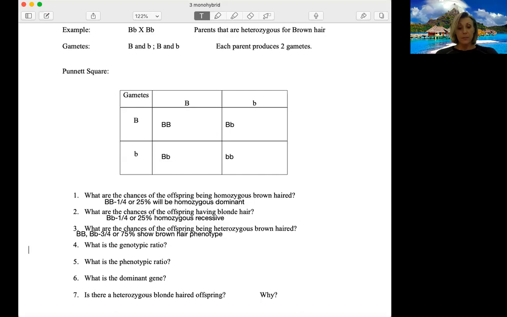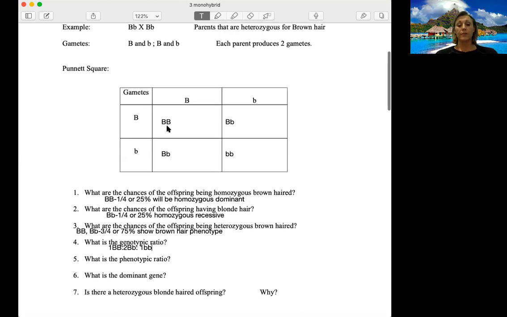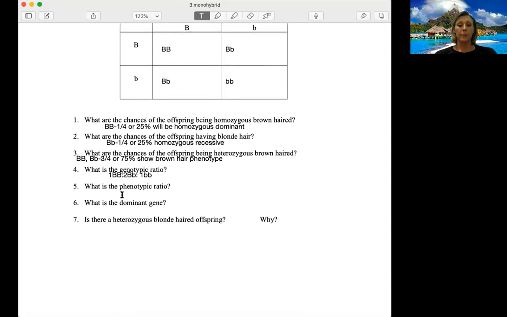What is the genotypic ratio? When you are writing the genotypic ratio, I don't want you to just put 1 to 2 to 1. I want you to put 1 big B, big B to 2 big B, little b to 1 little b. That's how I want you to write out your genotypic ratio, because these are the alleles that would show, and you have to tell me what's 1 to 2 to 1. If you just write 1 to 2 to 1, I won't know what you're talking about.